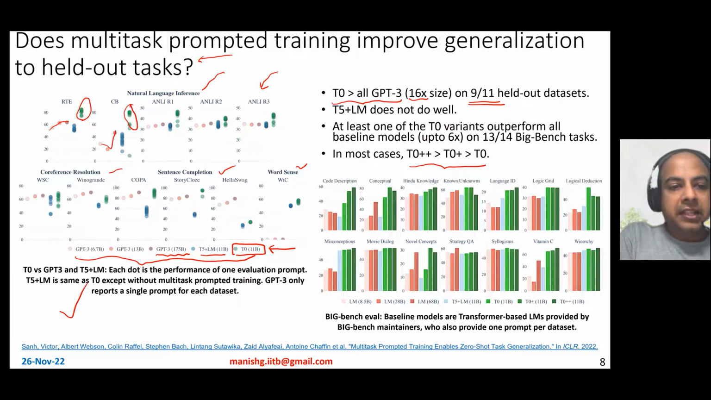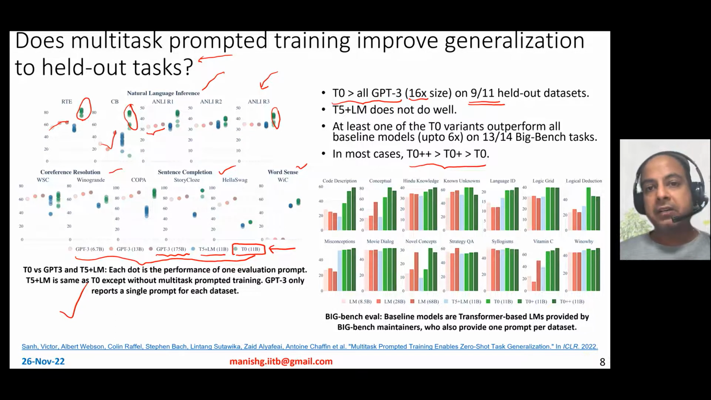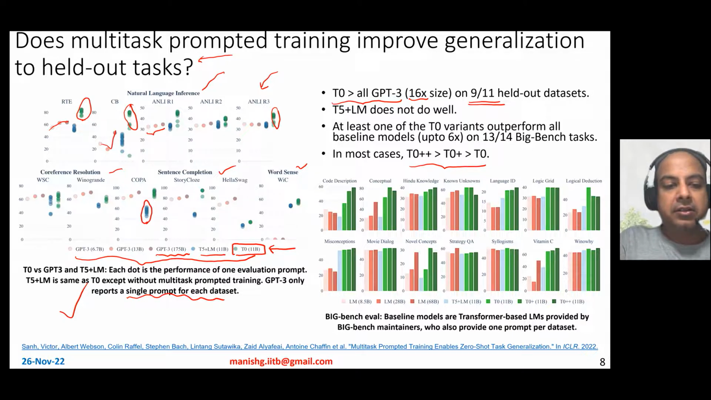Also notice that for GPT-3 models there is only one bubble, but for T0 models you see several bubbles. That's because, remember, in the T0 dataset there are several prompts which have been manually prepared for each of those tasks. So you see a bubble per prompt. Similarly, you see one bubble per prompt for the T5+LM model, but for GPT-3 models you see only one bubble because GPT-3 just comes with one prompt.